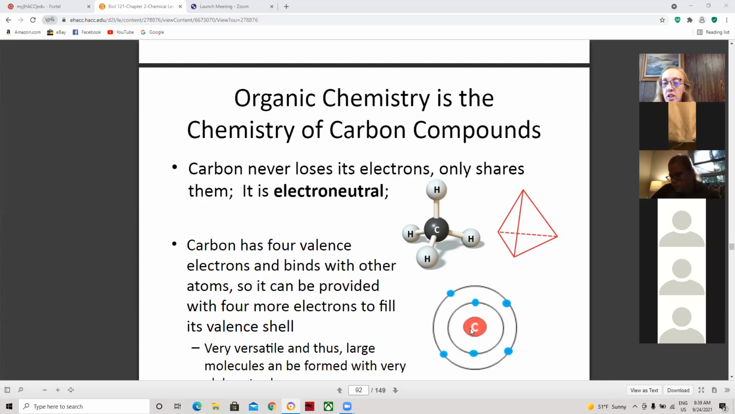One of the possibilities, which someone in one of my classes mentioned, and I thought maybe it's a possibility, for why it always shares them and never loses them is that carbon has 4 valence electrons. It binds with 4 other atoms so that it can receive 4 more electrons to fill its valence shell. That's what I was trying to say. Okay. Thank you. You're welcome.